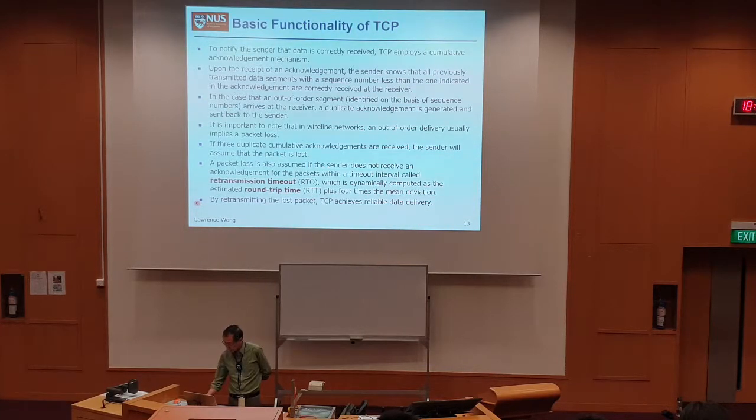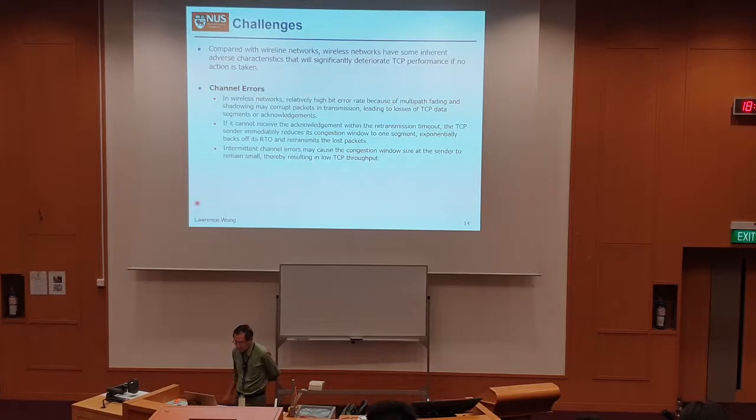So what are the challenges when it comes to the wireless channel? Don't forget, TCP/IP was designed for wired, which is supposed to have very consistent network quality. The challenges we face in a wireless environment, of course, are channel errors. That's number one. In a wireless network, you have a high data error rate because of fading, shadowing, whatever you have in the channel. This will lead to loss or corruption of the packet.